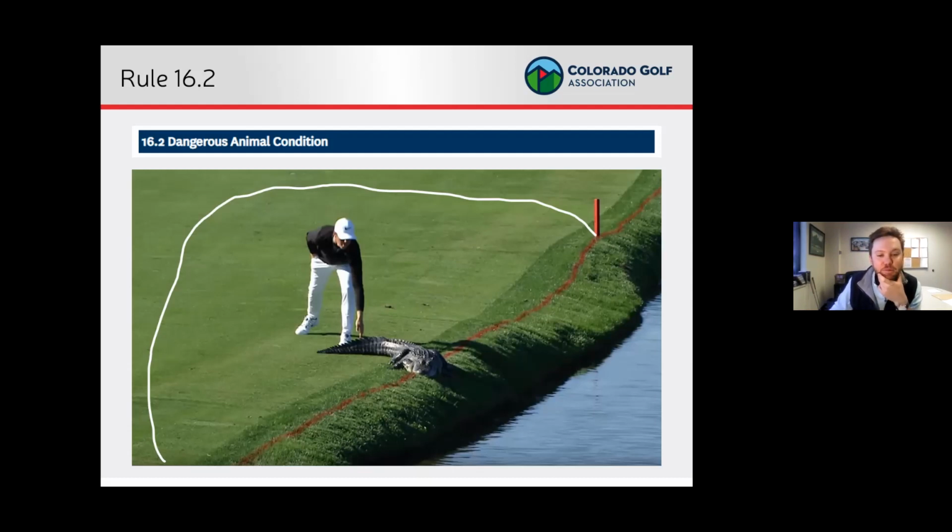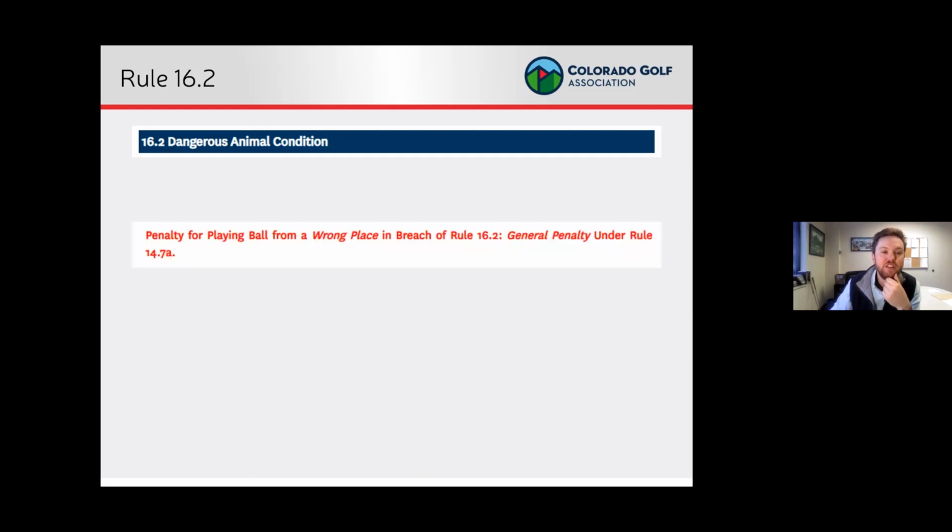I've not had this happen before, but it certainly could with the amount of alligators maybe you have in Florida. Here in Colorado, the snakes we have potentially in the summertime, I'm sure it happens a decent amount, but I've not had it happen in an event personally. So again, the penalty structure here is if you played a ball from a wrong place in breach of rule 16.2, you're getting the general penalty, which is 2 strokes in stroke play, or loss of hole in match play, under 14.7a. So that is dangerous animal condition.